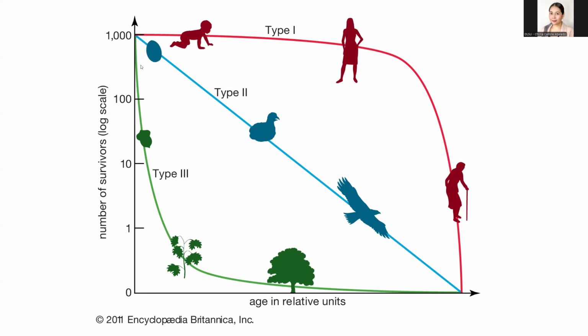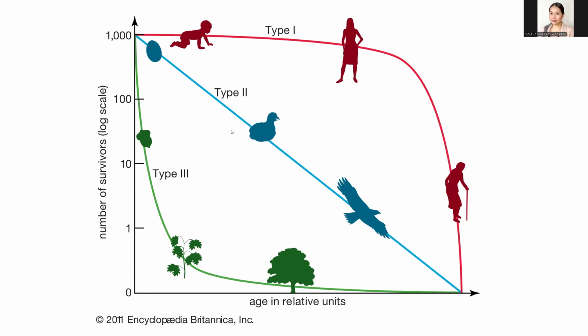So type 1, as you can see on top, is a convex curve. It represents populations with high juvenile survival and late life mortality. So for these kinds of species, most individuals survive to old age, with mortality increasing sharply in later life. So examples of this would be humans, elephants, large mammals. And when it comes to conservation, populations of this survivorship curve type are most affected by adult mortality. So habitat destruction, hunting of adults, things like that.